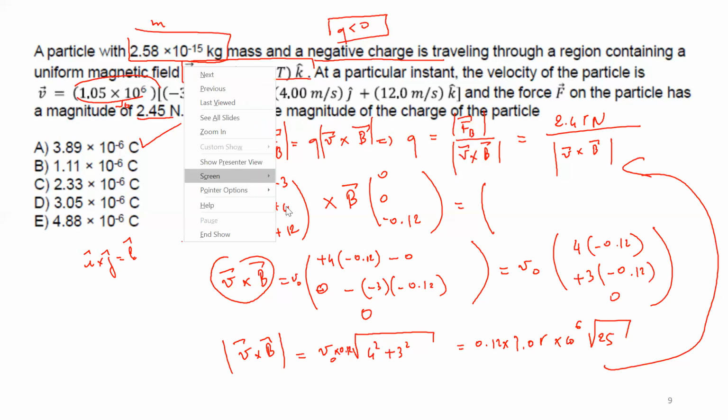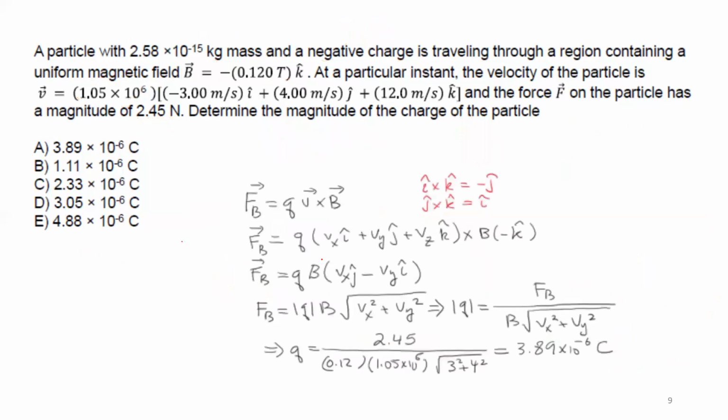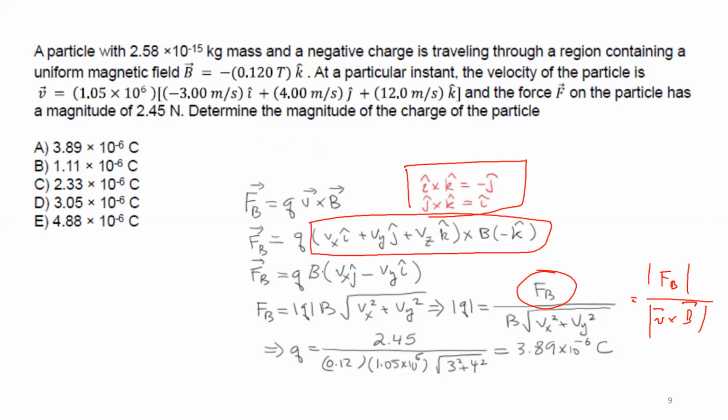Now, let me show you this. This is what we did here. We use this circular permutation, and then we got it. So the magnitude of Q is just the magnitude of FB divided by the magnitude of V cross B, as we said. V cross B we can get easily by doing this, which is this. And this is what we got before, by the way.